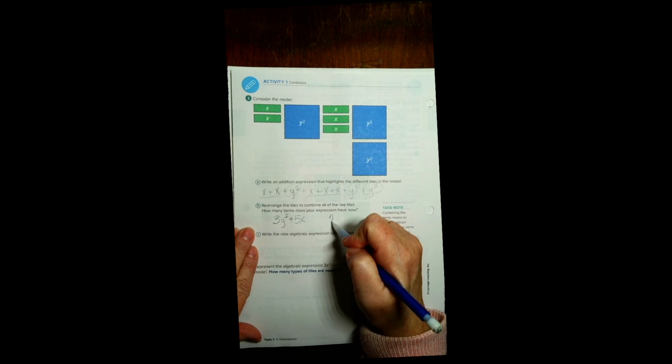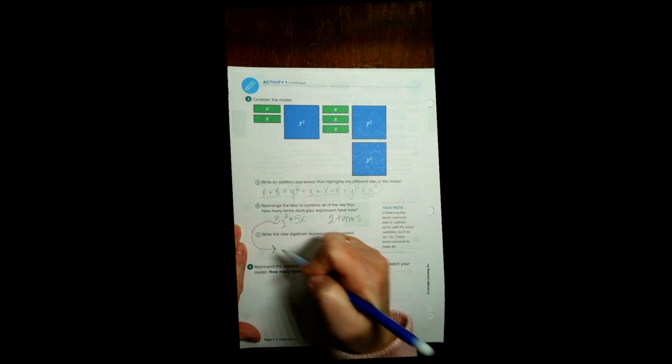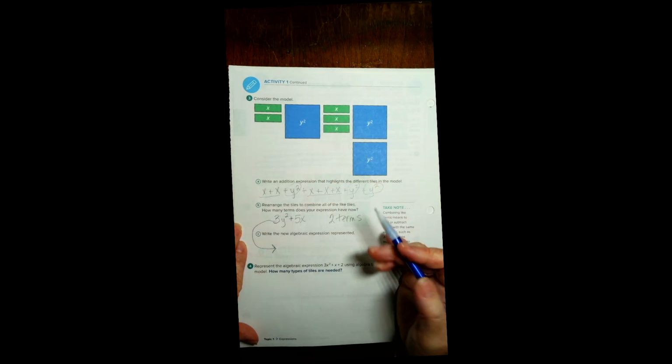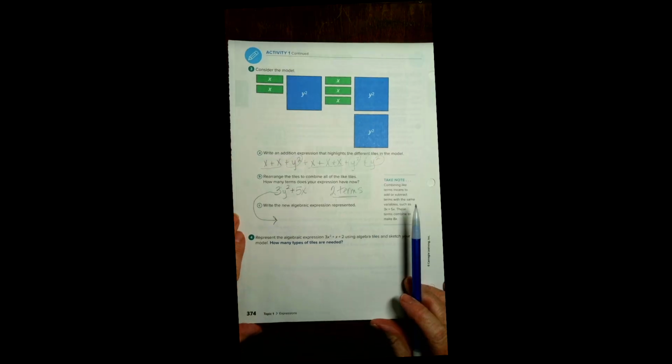Okay, so how many terms does it now have? Well, I guess it has 2 terms. That's our answer here. Write the new algebraic expression. We just did that. Okay, so I guess for here, the 2 terms, we could just look at this and say, how many different shapes are there? There's the y squared shape and there's the x shape. So there's how we can get 2 terms without even looking at the expression. Take note, combining like terms means to add or subtract terms with the same variables, such as 3x plus 5x. These terms combine to make 8x.